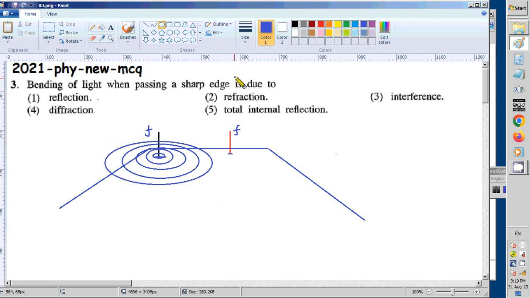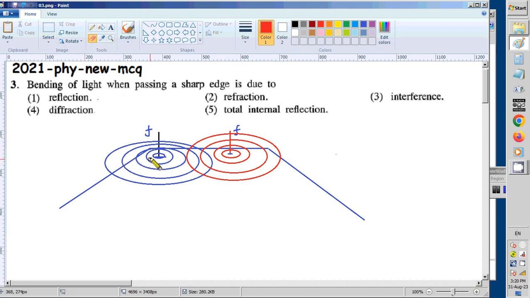They propagate in all directions. So this one also starts to distribute circular shape wave fronts like this, and at some places we can see that reinforcement occurs, at some places we can see cancellation occurs. So due to that we can see a pattern.